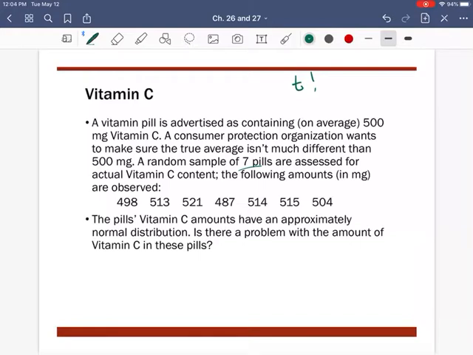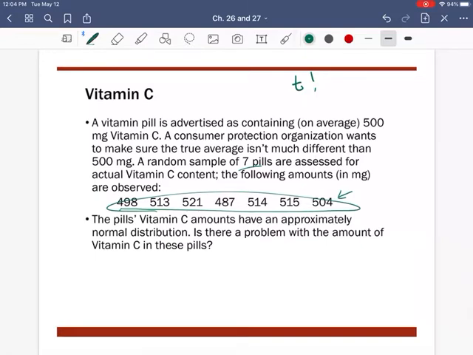A random sample of 7 pills. So we've got 7 pills. So we know we're going to be using T instead of Z because it's smaller than 30. For actual vitamin C content, the following amounts are observed. The pill's vitamin C amount has approximately a normal distribution. Is there a problem with the amount?